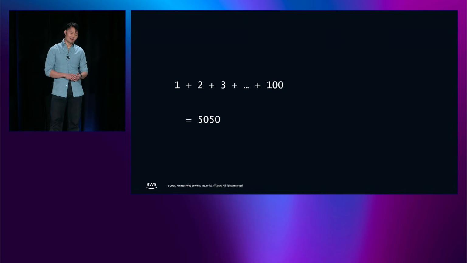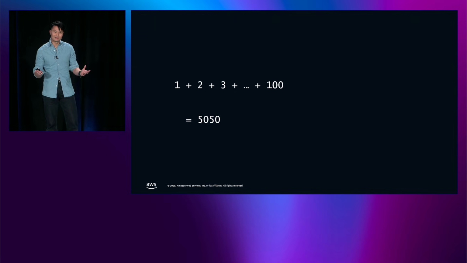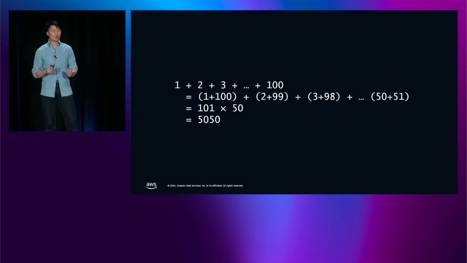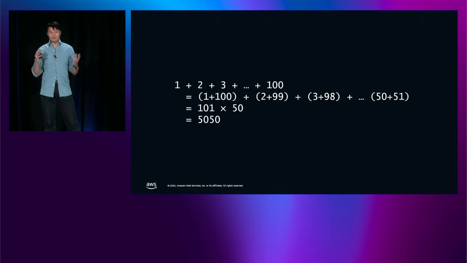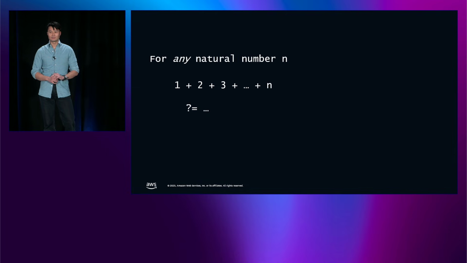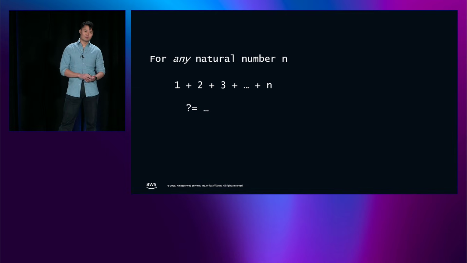But he immediately saw the answer because he saw that this summation could be rewritten as the sum of the pairs 1 and 100, 2 and 99, 3 and 98, and so on, meaning there are 50 pairs that each sum to 101. Now let's generalize this to a question about any natural number. Using our previous experience, we might guess the following. But how do we know this is right for all natural numbers?